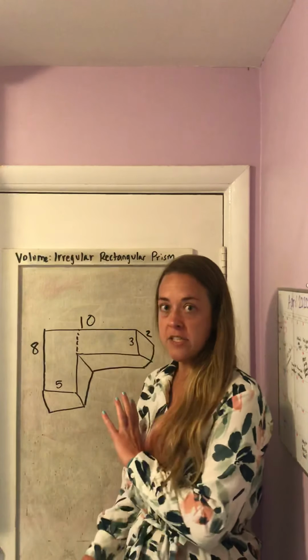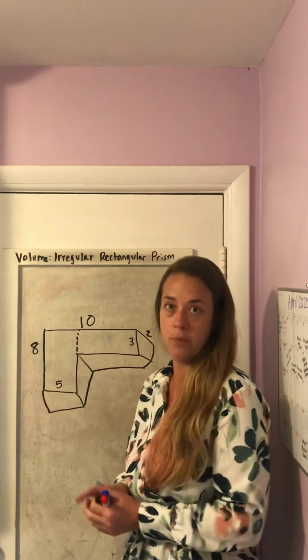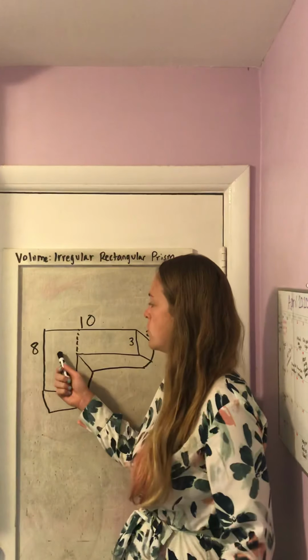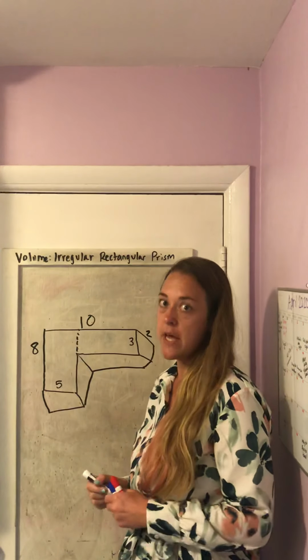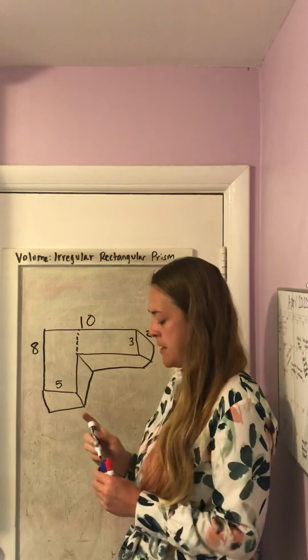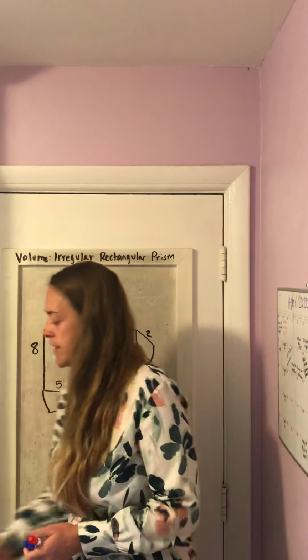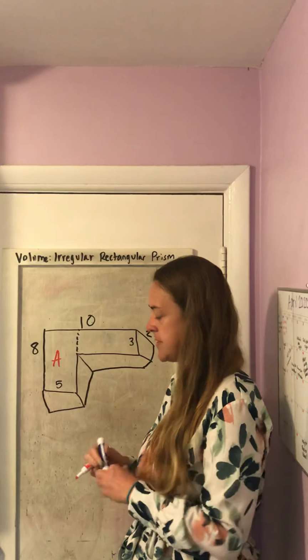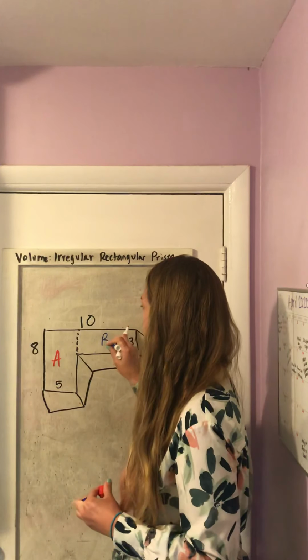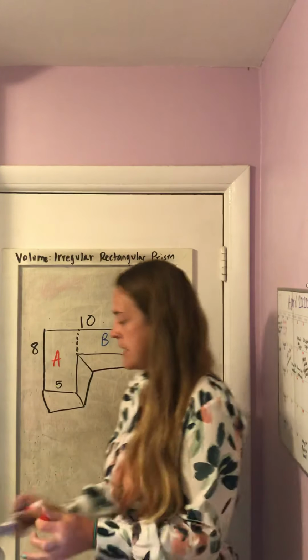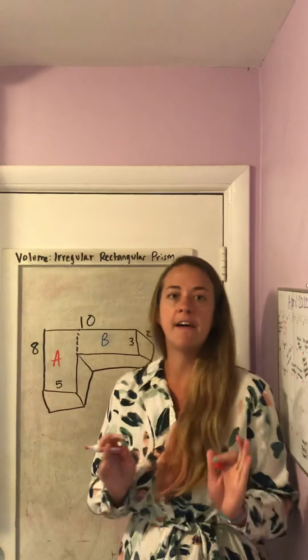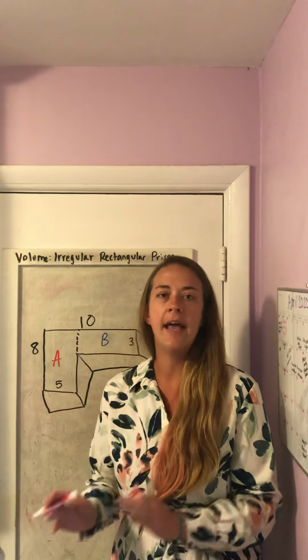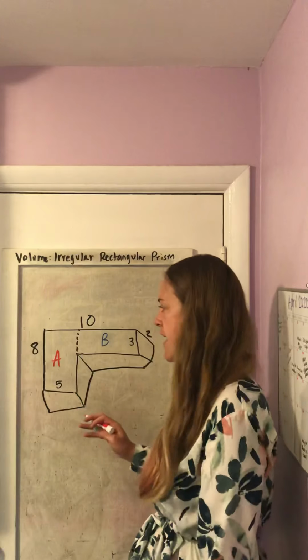The first thing I'm going to do is to cut my irregular prism so that I have two different rectangular prisms. And I added the line right here. So now I can label my two prisms as prism A and prism B. Now that I've done that, I'm going to find the volume for both A and B. So let's start with A.